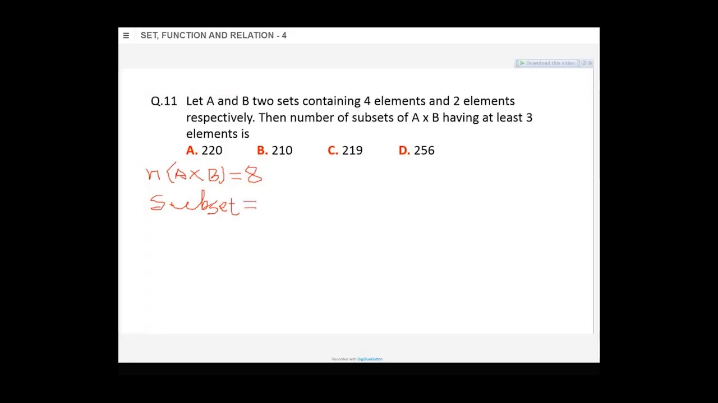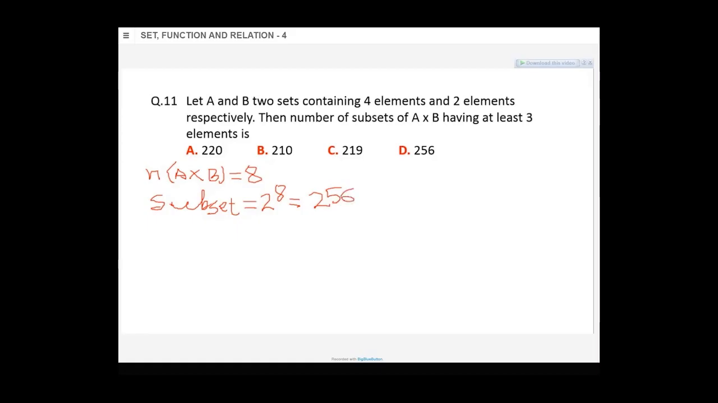हमको क्या चाहिए? अंडरलाइन किया देखो क्वेश्चन में, having at least 3 elements. null में कितने एलिमेंट्स होते हैं? How many elements are there in null? 0, nothing. तो इसको निकालना पड़ेगा. ओके, 256 में से आउट हो गया.